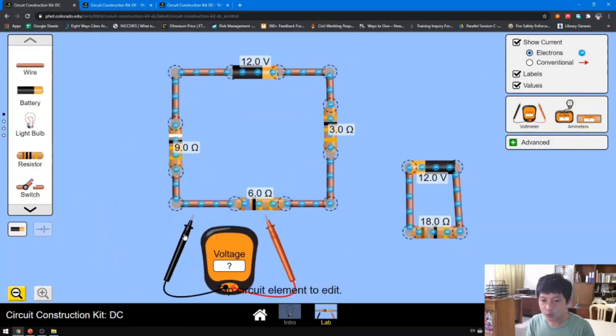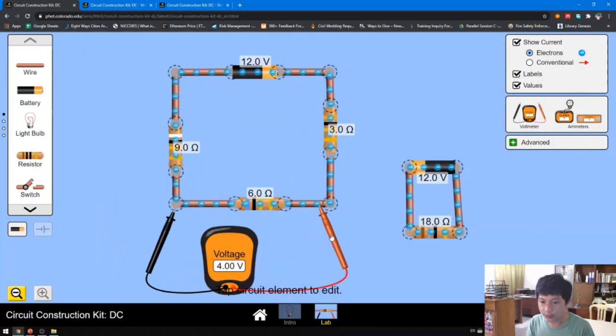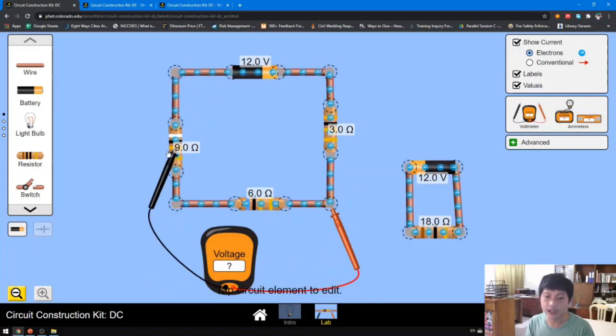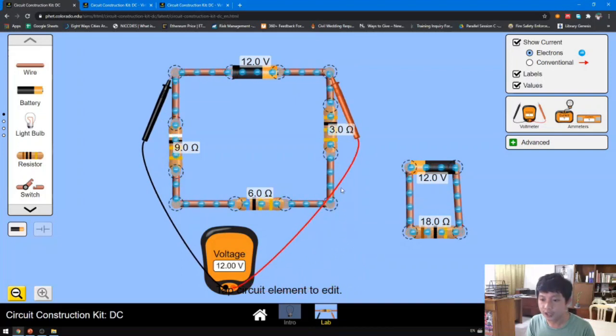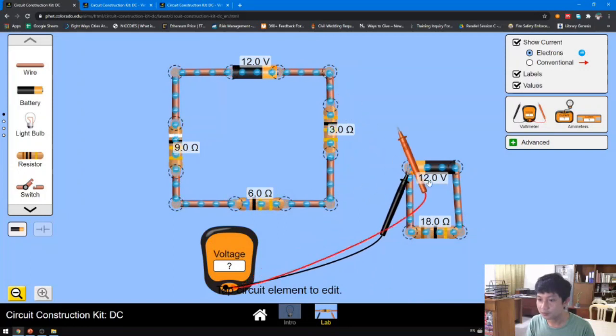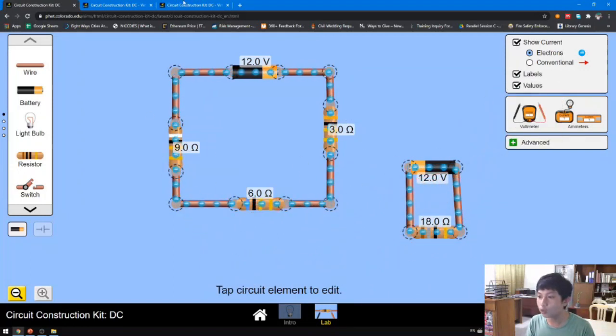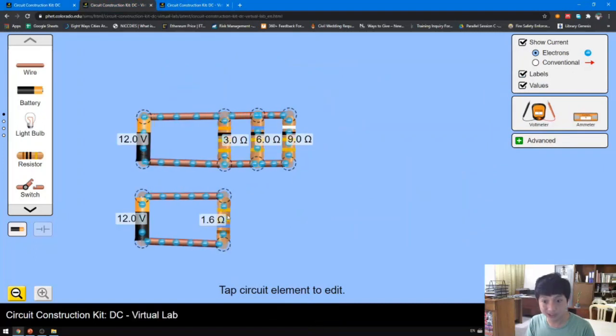So we'll measure the voltage here. It's 4 volts. Whereas if, okay, not here, we'll check it here. Okay, so 12 volts. Obviously 12 volts. But if you're going to compare these two, okay.